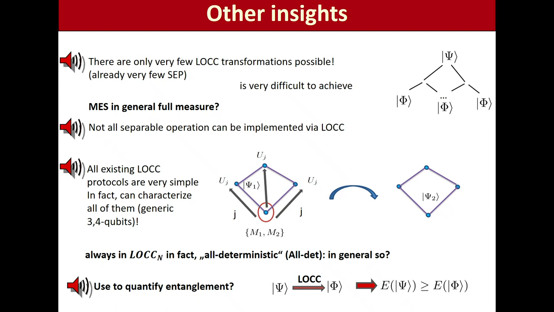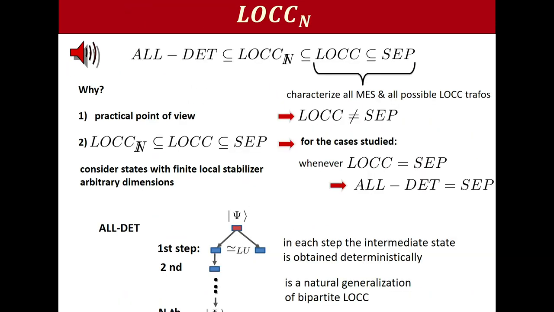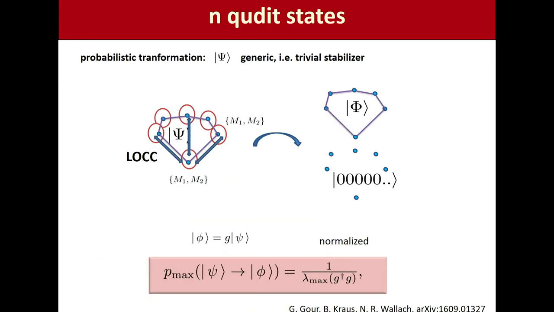Okay, now the other question is, of course, now that we have studied LOCC, is it possible to introduce some new entanglement measures? And the answer is indeed yes. You can study new entanglement measures which have a very clear operational meaning because they measure how useful a state is for LOCC. Okay? Now, let me skip that.